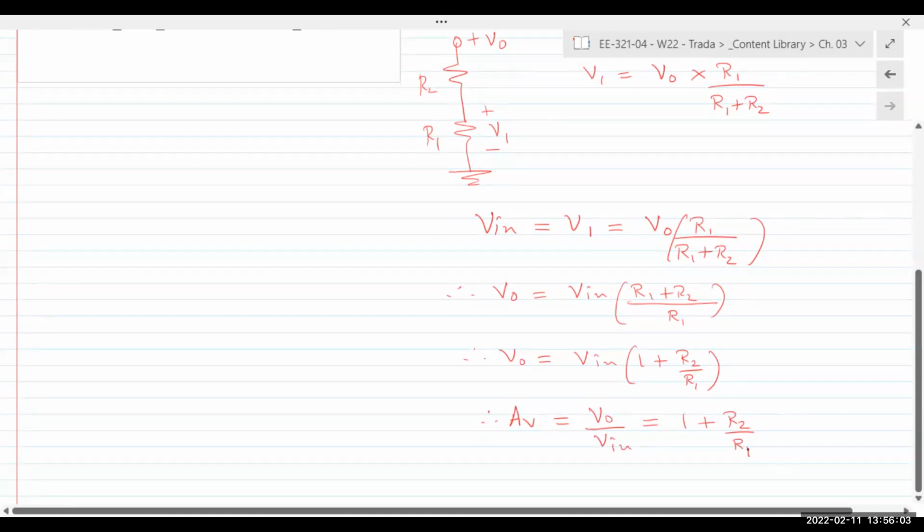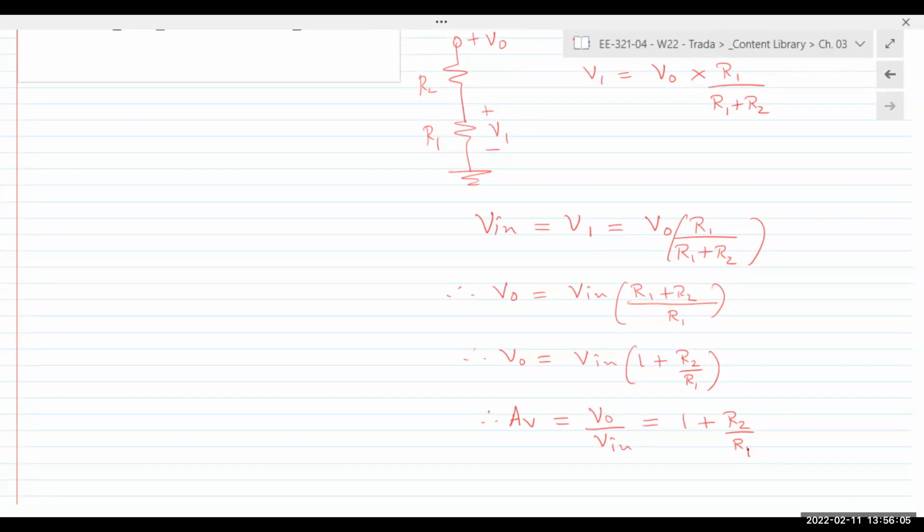Well, you think about it, it's negative feedback, right? So a fraction of the output is going into the input, right? A fraction of the output is going into the input. And so that's why VO times R1 over R1 plus R2.